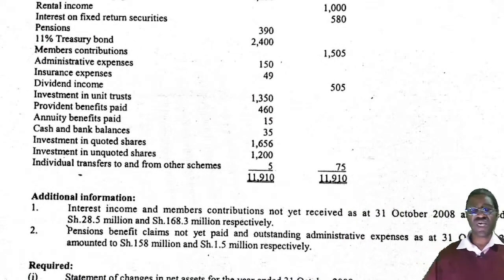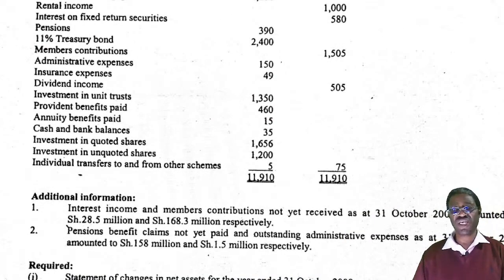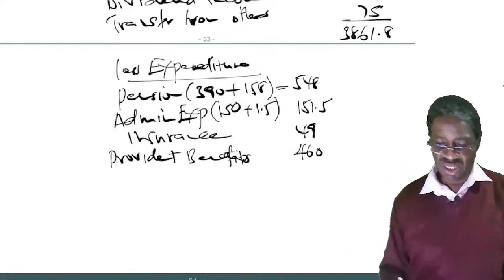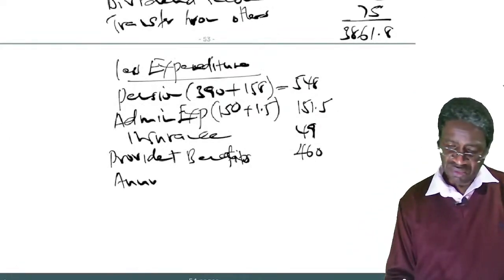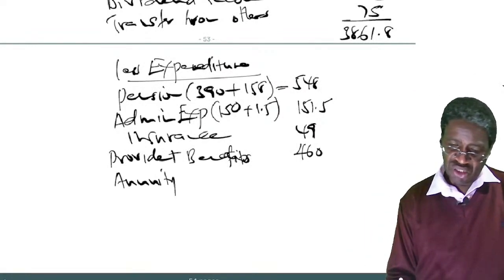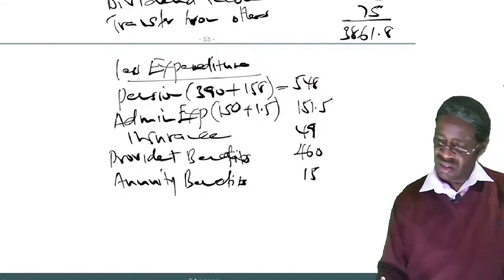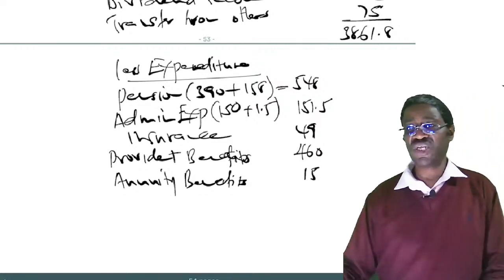After provident, I can see annuities benefits again, 15. Annuities benefits paid. There was no adjustment anywhere. We pick it. Annuities benefits, 15. Bring it. Annuity benefits, 15. After that, we go to the next one.